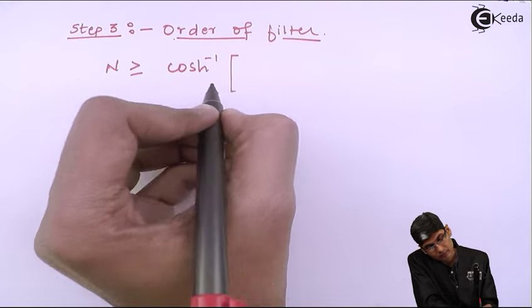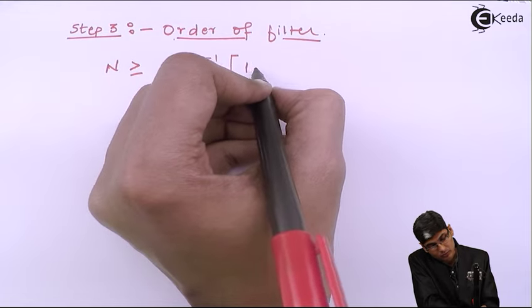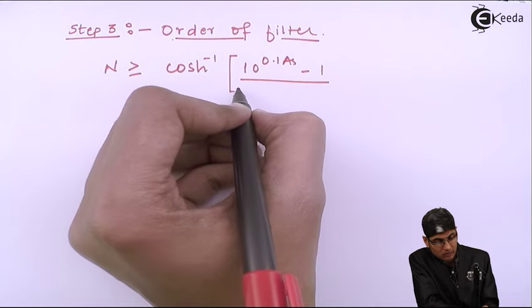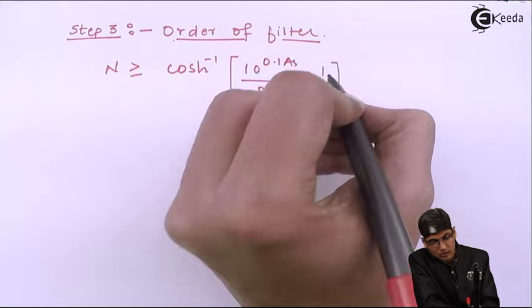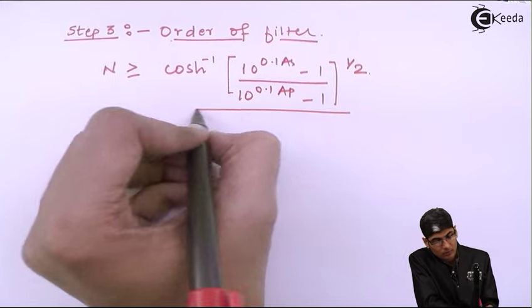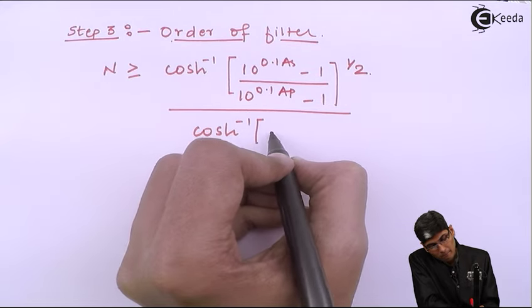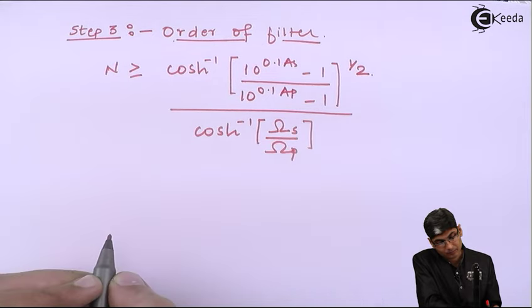cos inverse of 10 raised to 0.1 AS minus 1 divided by 10 raised to 0.1 AP minus 1 the whole raised to 1 by 2, divided by cos inverse of omega S by omega P.